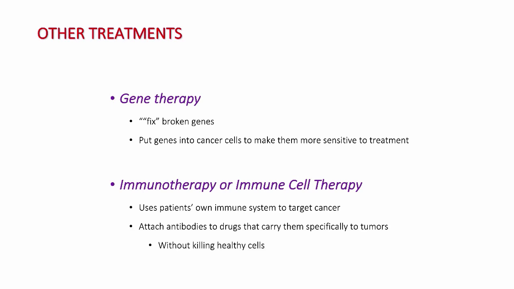Immunotherapy or immune cell therapy uses the patient's own immune system to target the cancer cells. So you're attaching antibodies to drugs that carry them specifically to the tumor without killing healthy cells. This has been revolutionary in the treatment of cancer. With immune cell therapy treatment, only the cancer cells are affected. The risk of destroying healthy cells is much less because the antibodies don't recognize healthy cells. They only recognize the cancer cells.